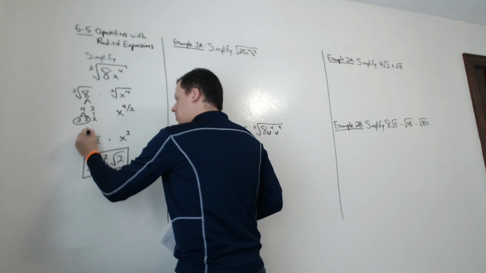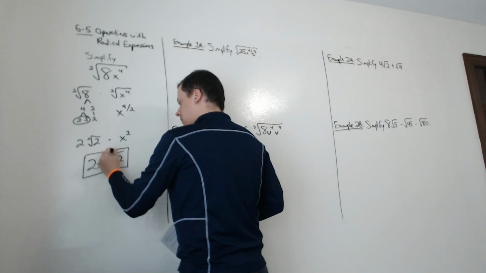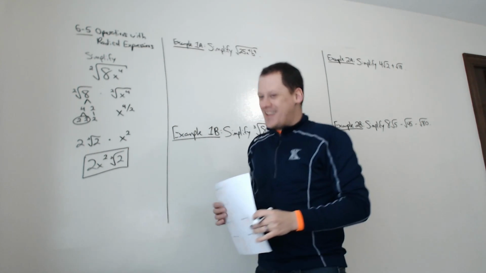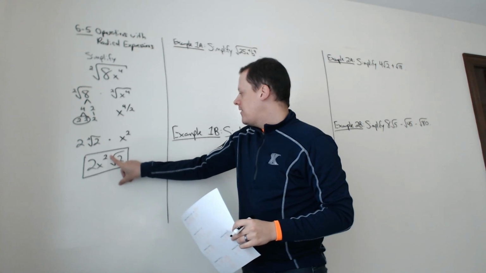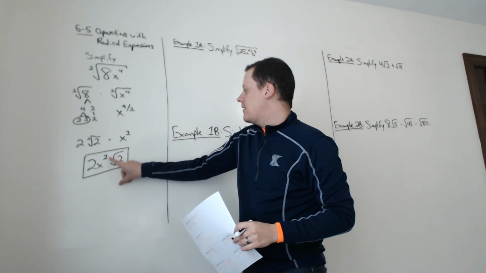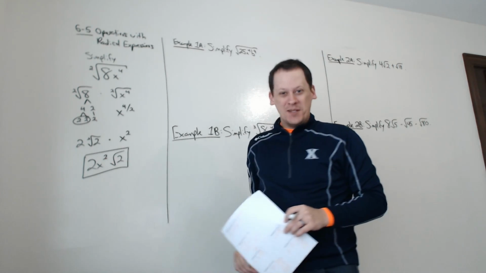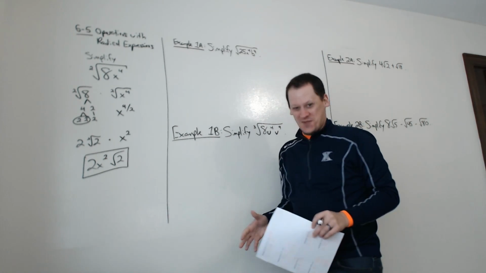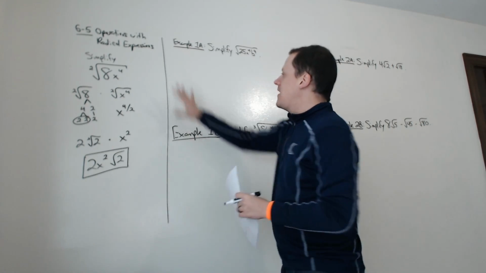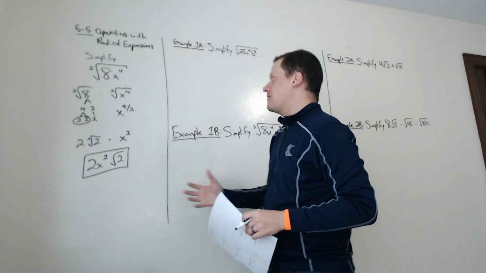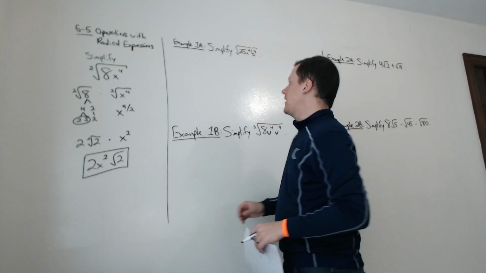And if you want, you can put your little 2's there on your roots. But usually, at least in the final answer, we try and leave that 2 out, especially if you've got an exponent of 2 here. That can be a little difficult to determine what all the 2's are doing. Okay, so that is the basic way of simplifying a radical expression like this.